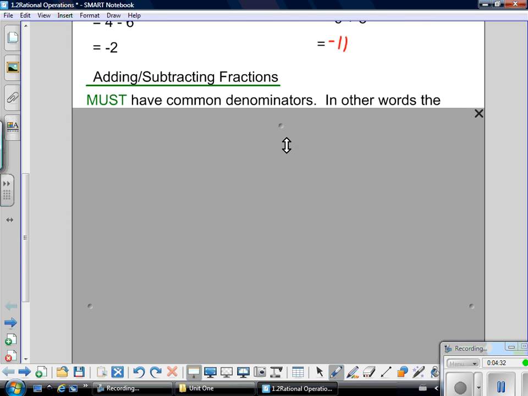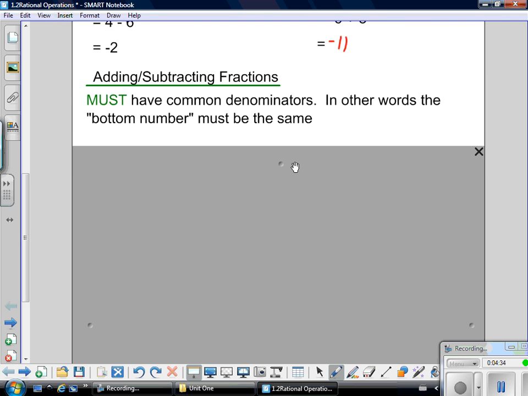Now what happens when we're adding and subtracting with fractions? Fractions also are rational numbers. But what's different here, and I can't underline this enough, is that you must have common denominators. In other words, the bottom numbers must be the same. You just can't add the top and add the bottom together. The bottom numbers have to be equal to each other.